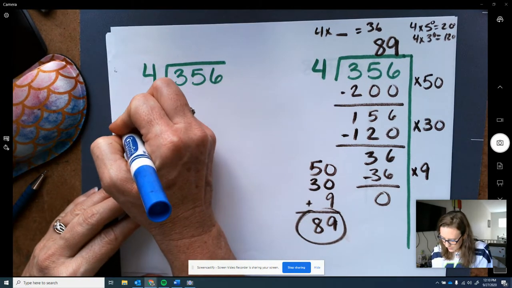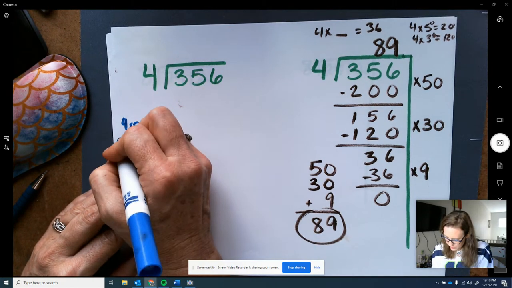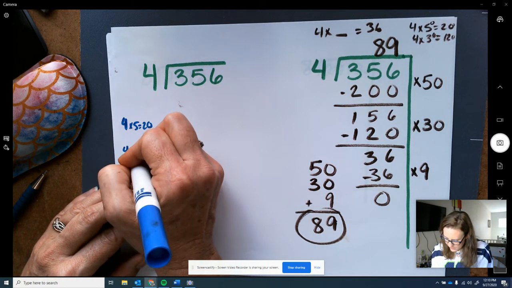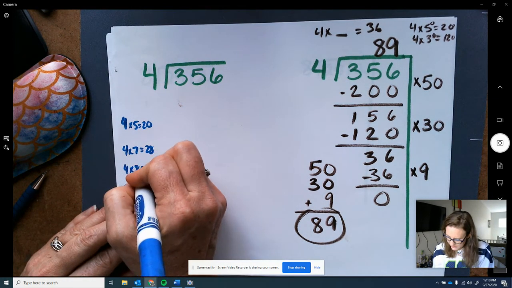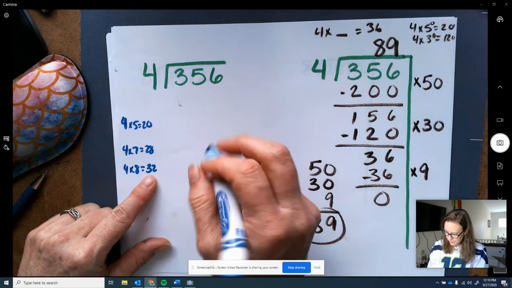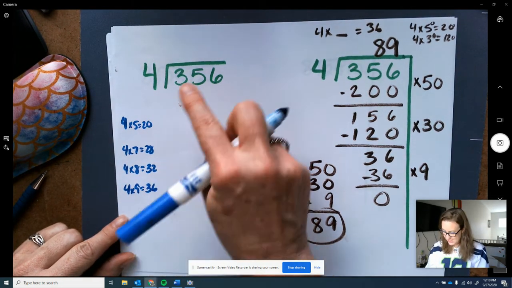Well, let's see. I got 4 times 5 equals 20. Oh, that's way too little. 4 times 7 is 28. I can still go further. 4 times 8 is 32. My next one would be 4 times 9, which is 36. That goes over.